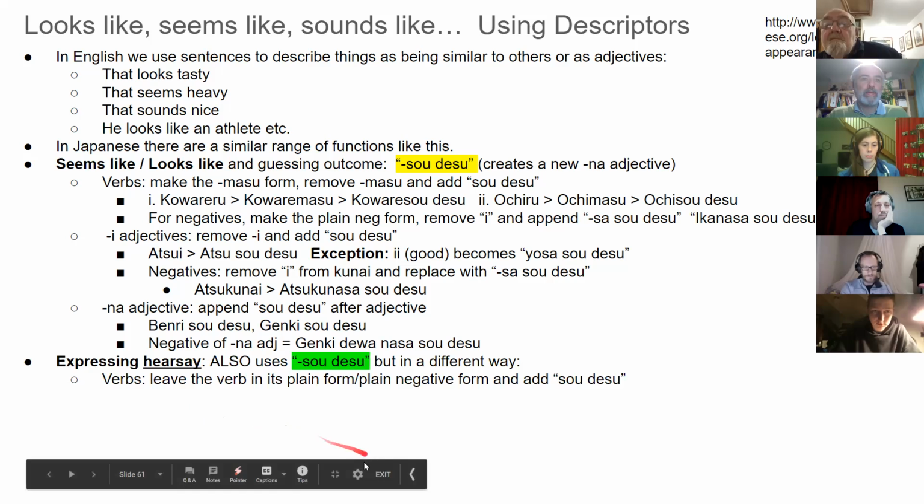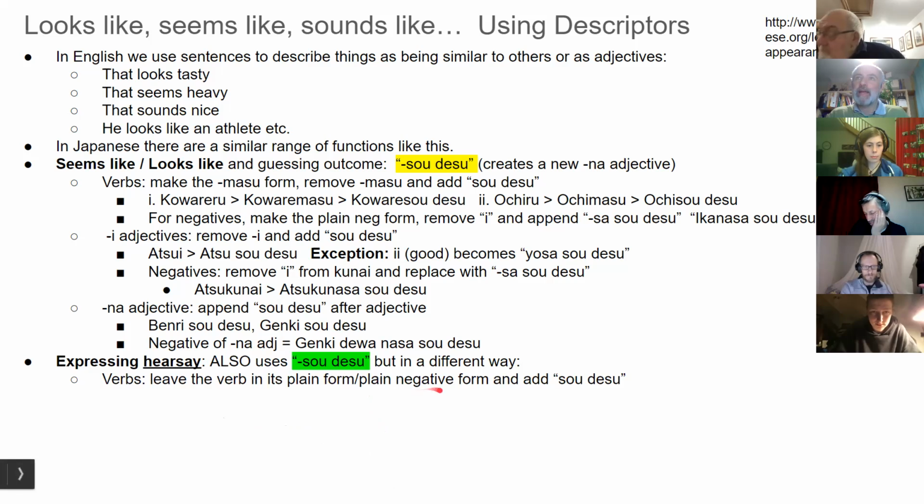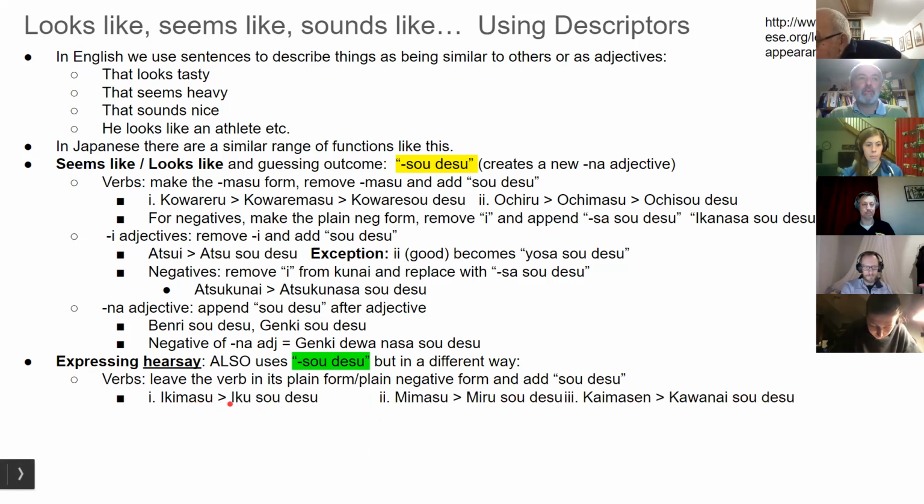Okay, so this also uses "sou desu", but in a slightly different way. With verbs, we leave the verb in the plain form or the plain negative form and just add "sou desu" at the end. So, for example, ikimasu, we turn this into the plain form, the infinitive, and say iku sou desu. This time we get to say the whole thing. Mimasu, miru sou desu. If we want to use the negative, we turn it into the plain negative. So kaimasen would become kawanai sou desu. I heard that he won't buy it. Kawanai sou desu.